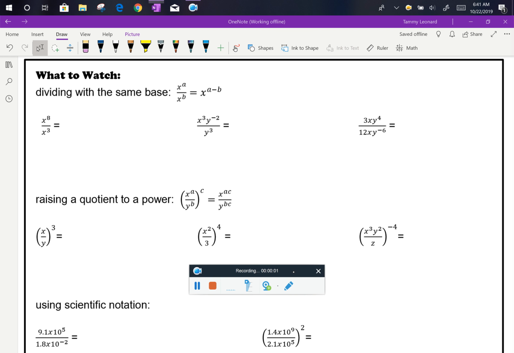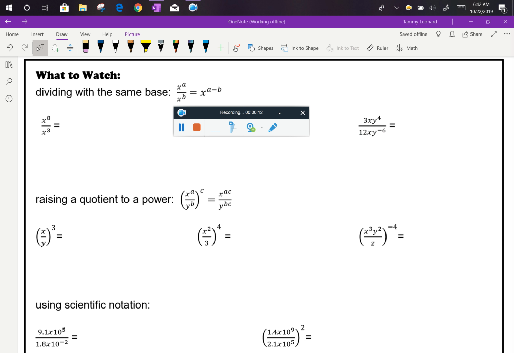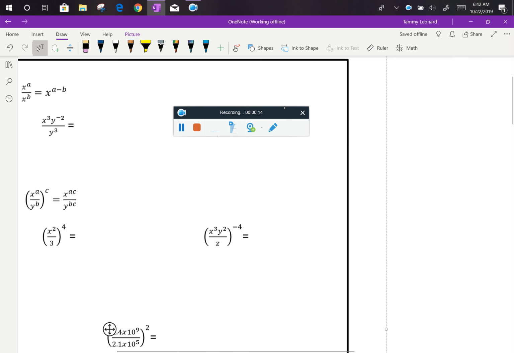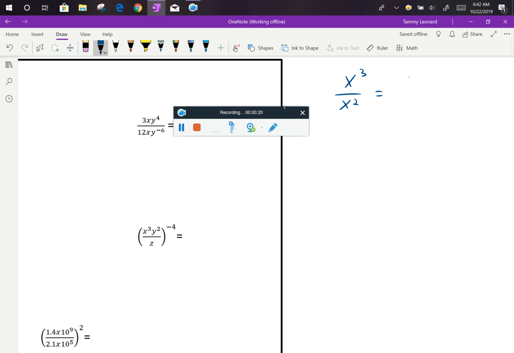Just as there are laws of exponents that relate to multiplying with the same base, we have laws related to dividing with the same base. And it does help to think about why these work the way they do. If I imagine having x cubed divided by x squared, if I think about writing that out, I have x times x times x divided by x times x.